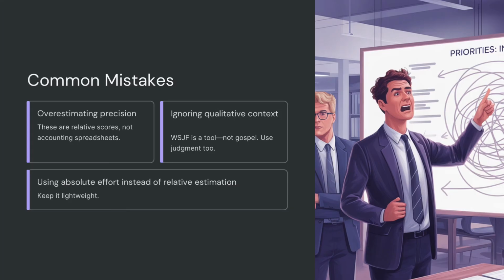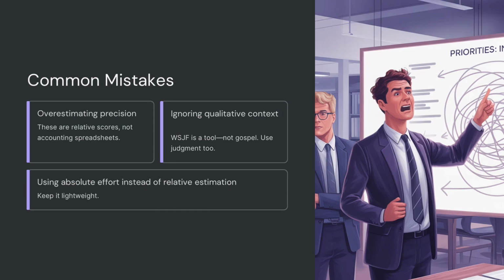Keep it somewhat rough. Second mistake, ignoring the qualitative stuff. WSJF gives you a number, but it doesn't know everything. You still need team wisdom, strategic context, user feedback. Use the score as input, but don't blindly follow it if common sense screams otherwise. And third, related to the first point, is using absolute effort. Trying to estimate in exact hours instead of relative points often just slows things down and adds false precision. Stick to relative sizing.